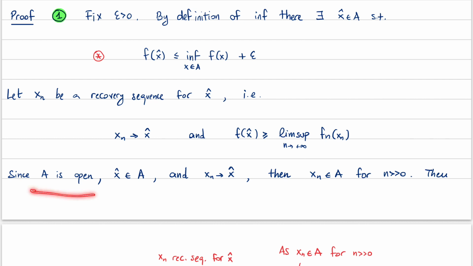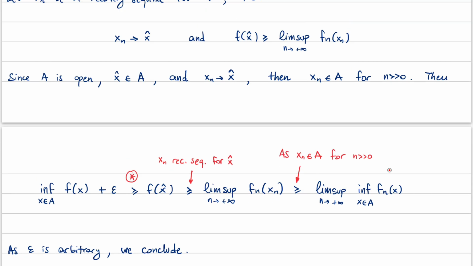Okay, now since A is open, x̂ belongs to A, and you have this convergence here, it means that xn must belong to A for n sufficiently large. And therefore we obtain the following estimate. So the infimum of f of x plus epsilon over x in A is larger or equal than f of x̂ because of star. So this was just the definition of infimum.